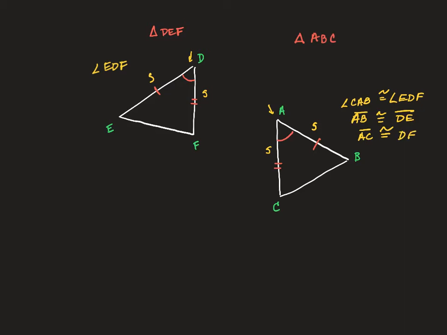So we can end up using that transformation or that mapping, right? We're going to map point A to point D, and then point C is going to map to point F, and then of course point B is going to map to point E. So we're using that mapping.